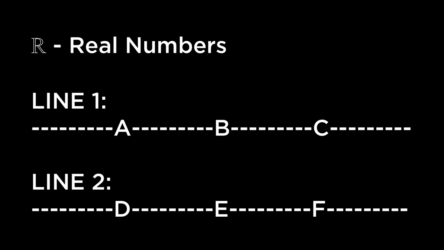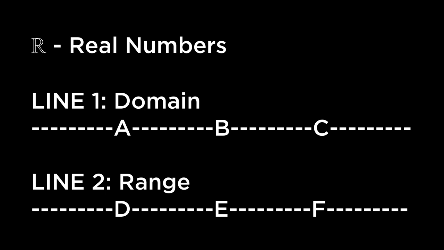Just like we did with line 1, we can talk about the numbers on line 2 being to the left or to the right of each other. In this instance, D is to the left of E, E is to the left of F, and D is to the left of F. We can also say that F is to the right of E, E is to the right of D, and F is to the right of D. The range is thus the result of the transformation from line 1 to line 2.